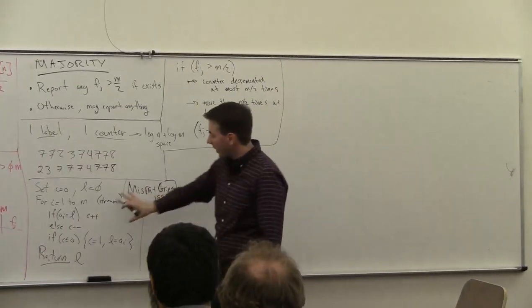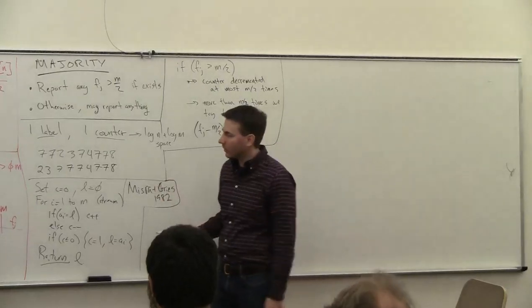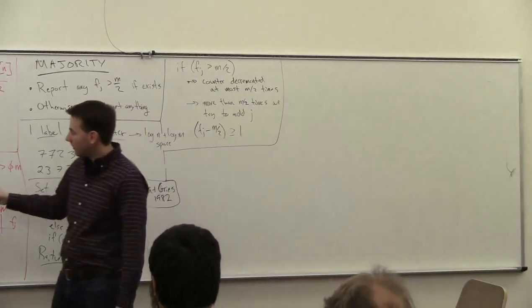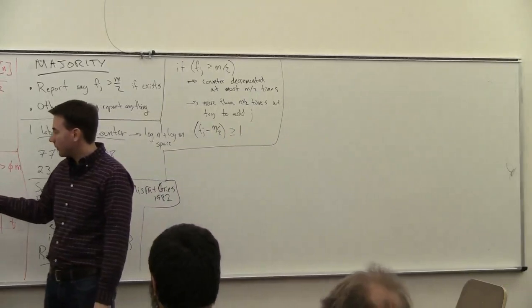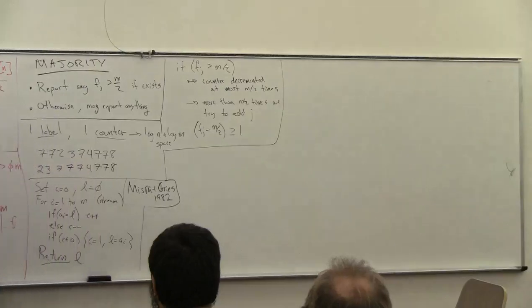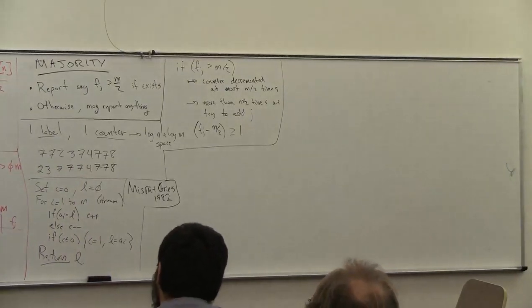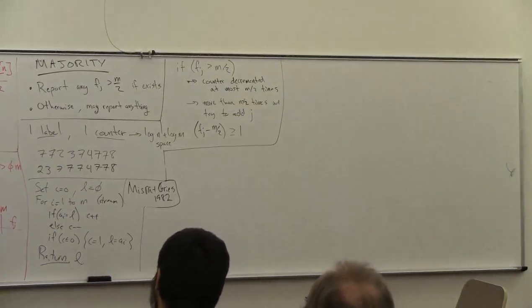All right, so now we've got this cool algorithm, and how is this useful, right? We're going to use this to solve the epsilon phi heavy hitters problem. In fact, I'm going to give you a hint: we're going to set epsilon equal to 1 over k, and phi equal to 1 over k.